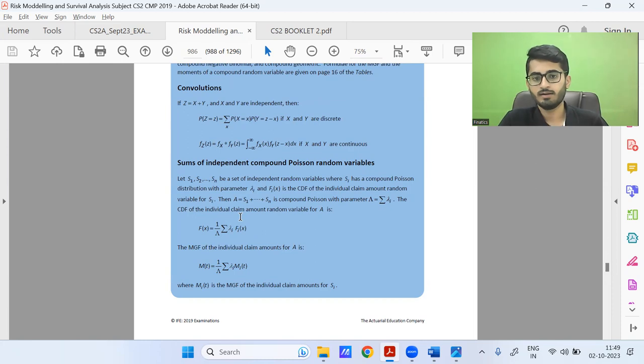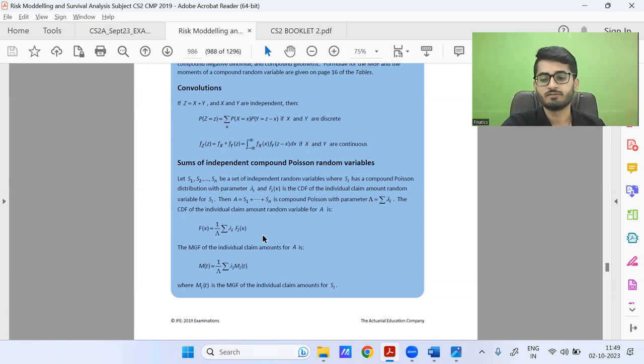You'll find it in the summary in the material as well. We just had to apply this formula. Identification of the compound Poisson should have been straightforward. If you want to apply the normal distribution, fine, but it is 6 marks, and if you can calculate exactly, you will calculate exactly. You will not calculate using some approximation, unless it was 1 or 2 marks, which is a different thing.